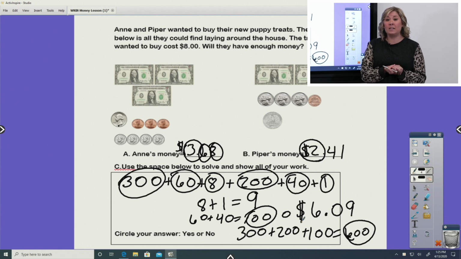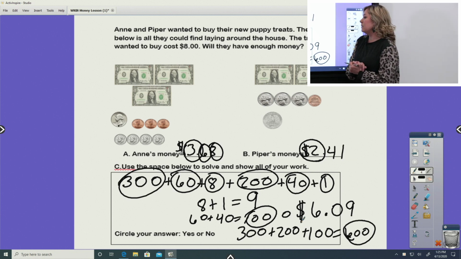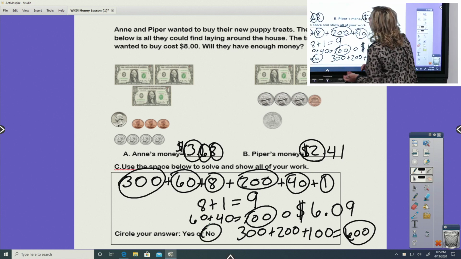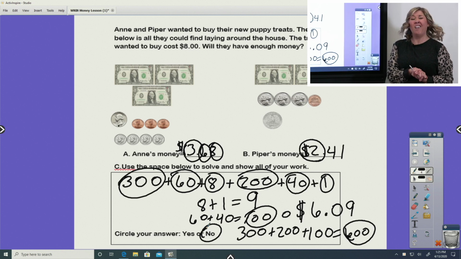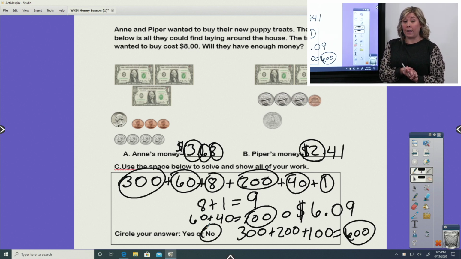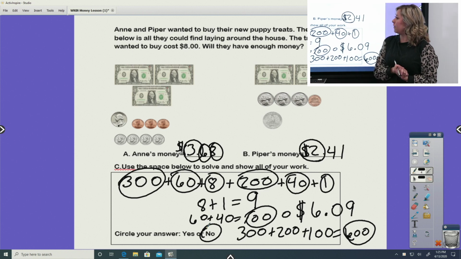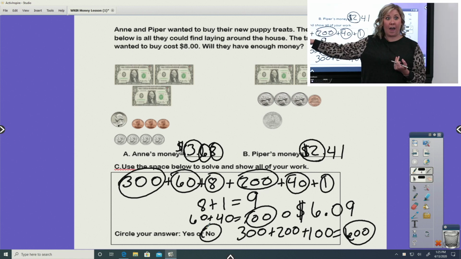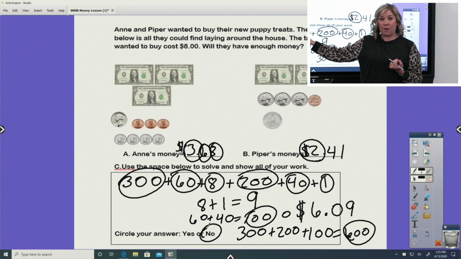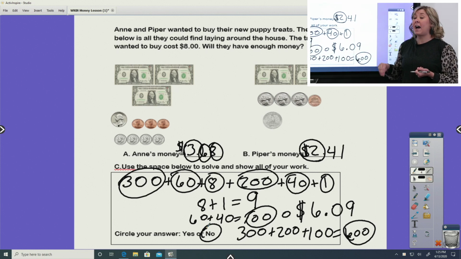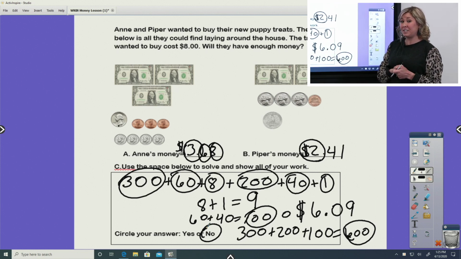Do they have enough money to make that purchase and get those treats for their dogs or their new puppy? If you said no, you would be absolutely right. They're going to have to come up with almost, not quite, $2 more. Okay? All right, so now we've learned how to use our strategies to solve our math problems, as well as figuring out if they have enough money to make these purchases.